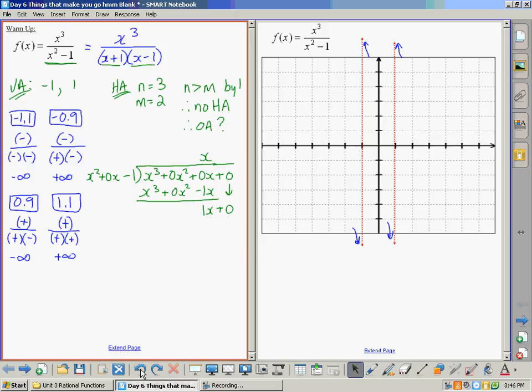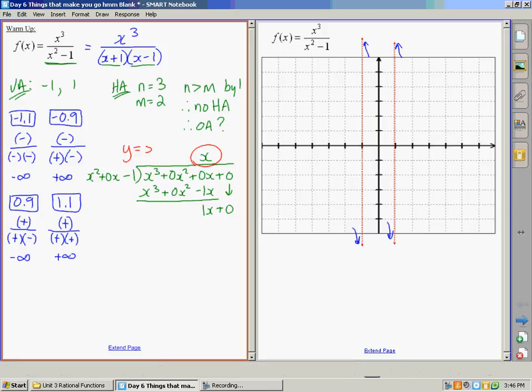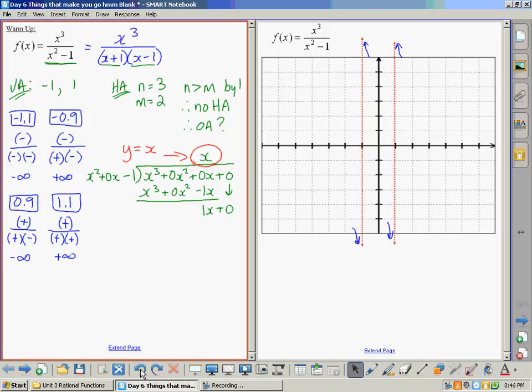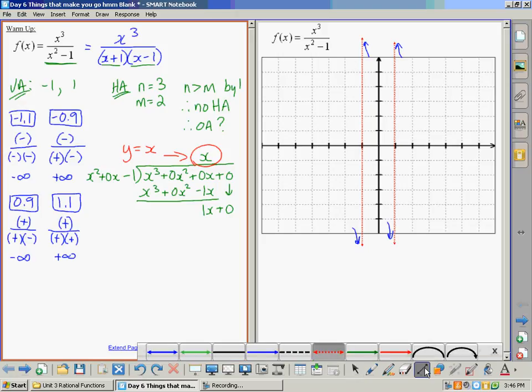I don't really care about the remainder. What I discovered yesterday is that the oblique asymptote is given right there. So the oblique asymptote is y equals x. Well, what does y equals x look like? That's a straight line right from the very first day of this class. We graphed y equals x. It goes through 0, 0. Its slope is 1. And so I can draw that.